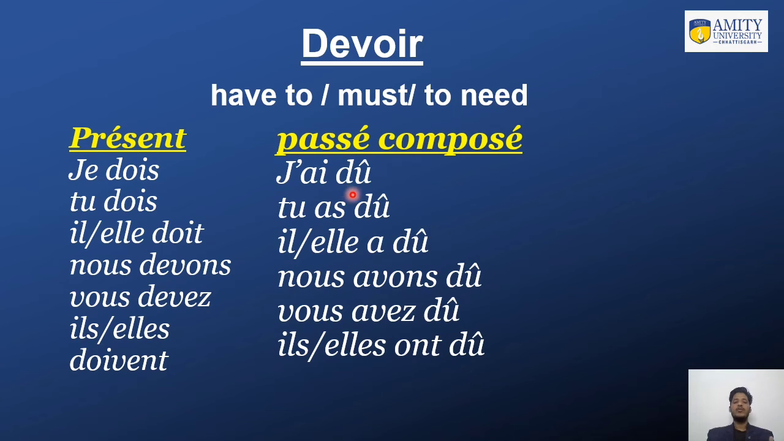What can be the meaning? I had in the past. So I had, I needed. Tu as dû, you needed or you had to. Il a dû, he had to. She had to. Nous avons dû, we had to or we needed. Vous avez dû, you had to. Ils ont dû, elles ont dû: they had to. The exact meaning depends on the context, on the sentence.